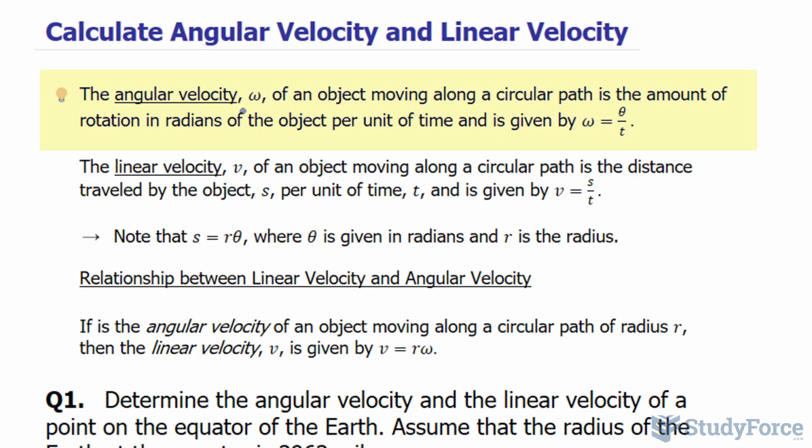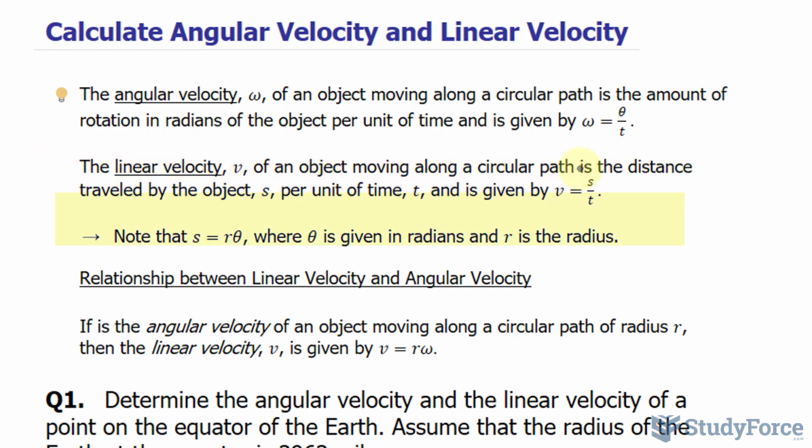The angular velocity, which we denote using the lowercase omega, of an object moving along a circular path is the amount of rotation in radians of the object per unit time and is given by the formula omega is equal to theta over t. The linear velocity v of an object moving along a circular path is the distance traveled by the object, s, per unit time t, and is given by this formula, v is equal to s over t.